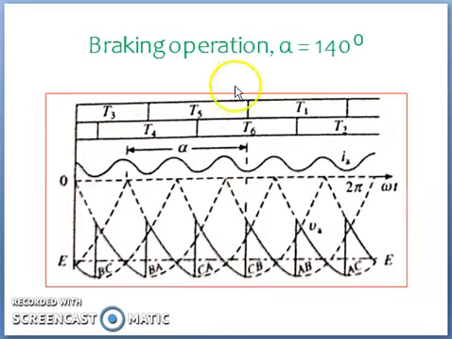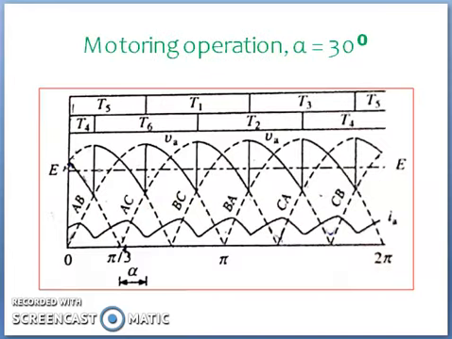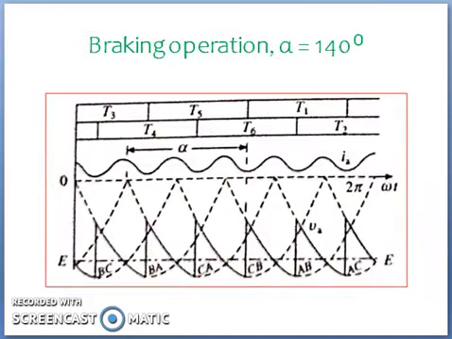Also, with the change in alpha, we have drawn one more waveform. This is at alpha equal to 30 degrees and this at 140 degrees. Devices under conduction are shown in the figure. You see here, during this period, the conducting devices are T3 and T4, then T4 and T5, next T5 and T6 and so on. Those are also shown.